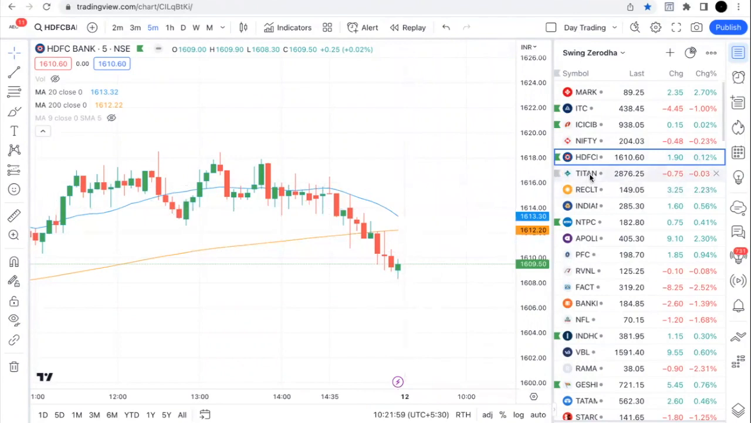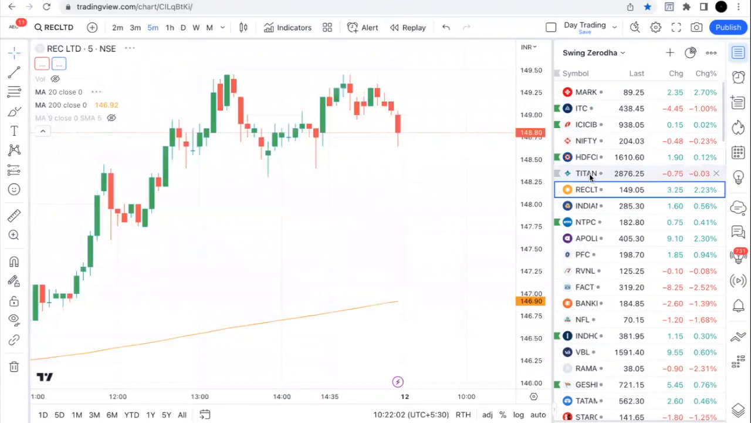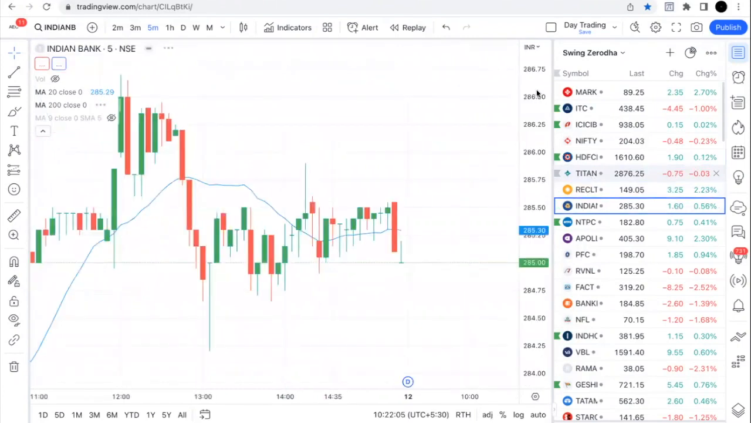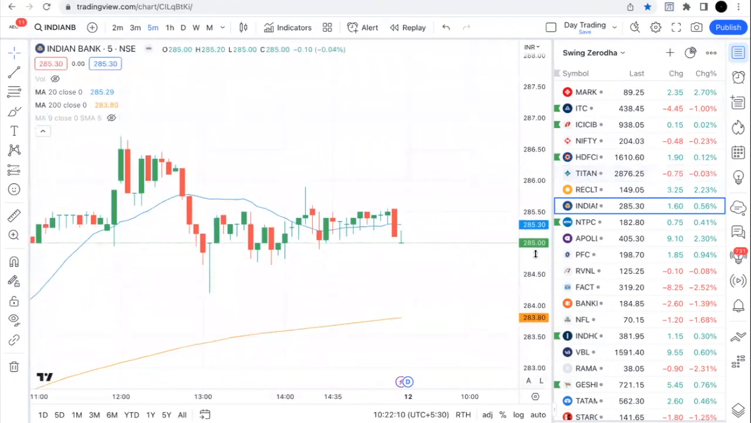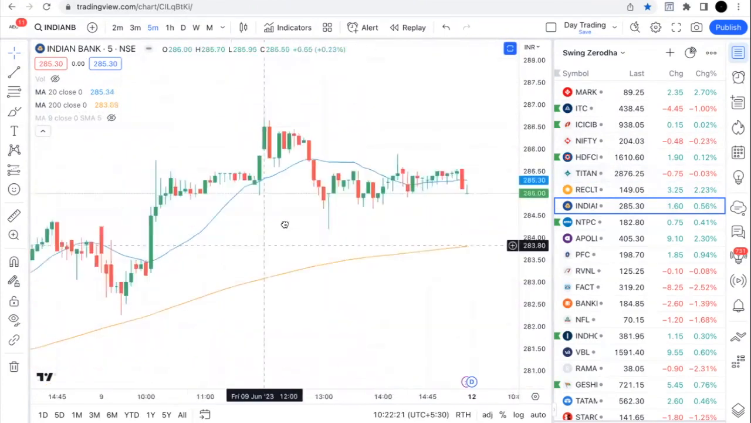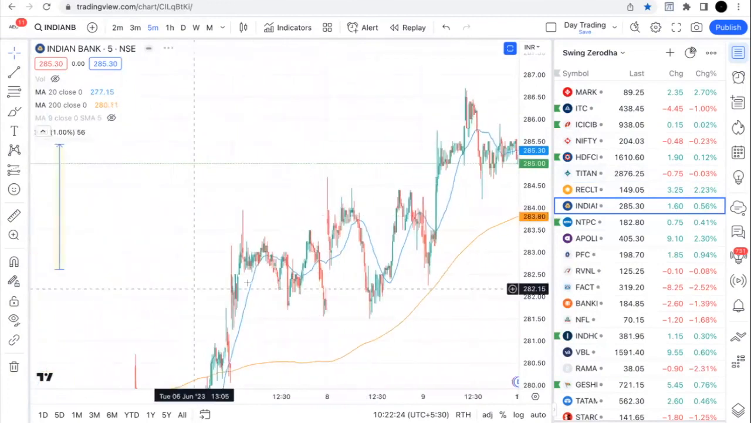All right, so I continue with these lists, and I'm going to look for stocks where the 20 and the 200 are close to each other. Well, what I can do is look at something like this one here, Indian Bank. I'll look at the history and show you the points of entry that would have been a good possibility. Here it is.